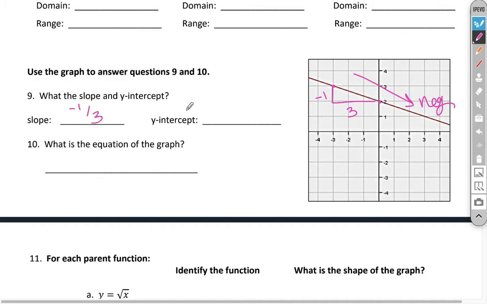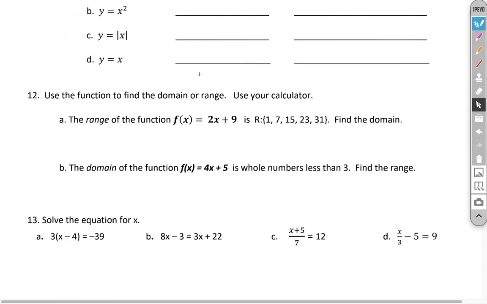Our y-intercept, notice it's not asking for b, it's asking for our y-intercept. It's positive 2, so we've got 0, 2. And now we need to write our equation, and it's going to be just our slope and our y-intercept put into that slope-intercept form. Y equals negative 1/3 x plus 2. Okay, let's keep going.